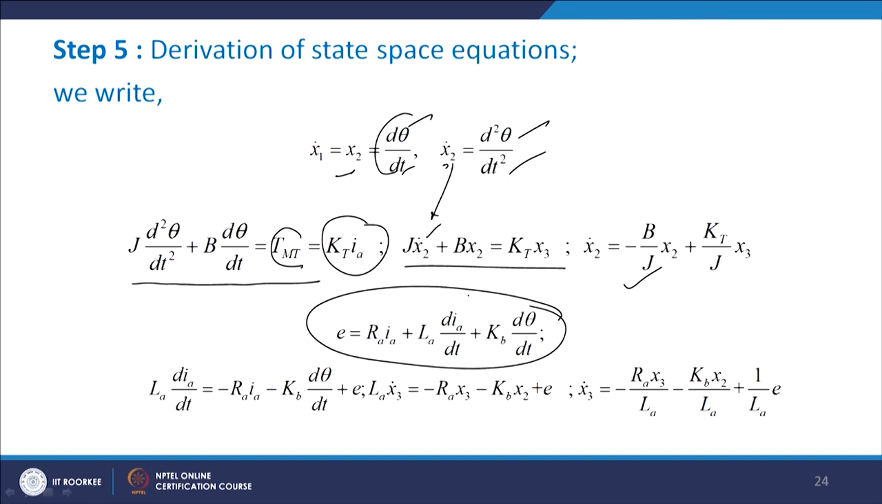Now this is the equation for the armature circuit: e equals ra into i plus la di by dt plus kb d theta by dt. Again we have taken this part here and the other part on the right side, and replacing all the state variables, we have got the expression for x3 dot like this. Now the state space model of an armature control DC servo motor can be written like this.